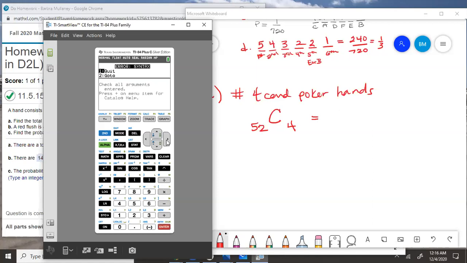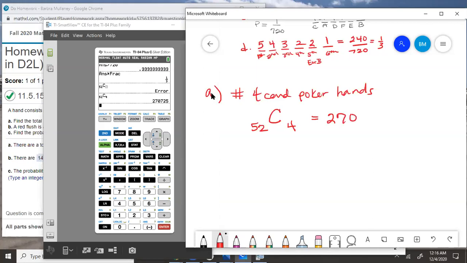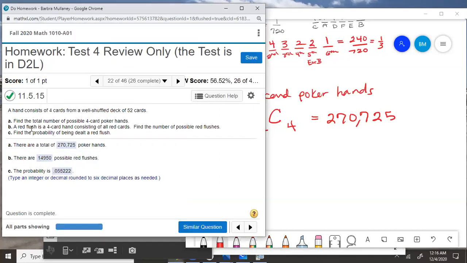Oh, let me go back up there. I pressed enter too quickly here. So we're going to put 4 for r and then hit enter. And that number is 270725.